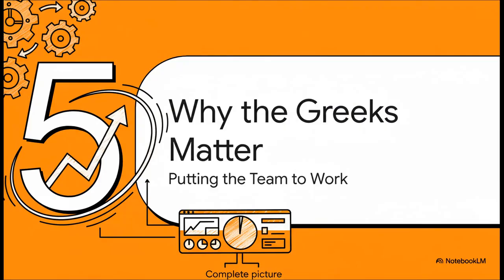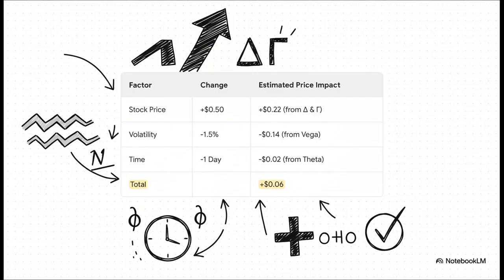Okay, so we've met the whole team: delta, gamma, theta, Vega. But knowing who they are is one thing. Seeing them work together, that's where the magic happens. This is where the rubber meets the road.